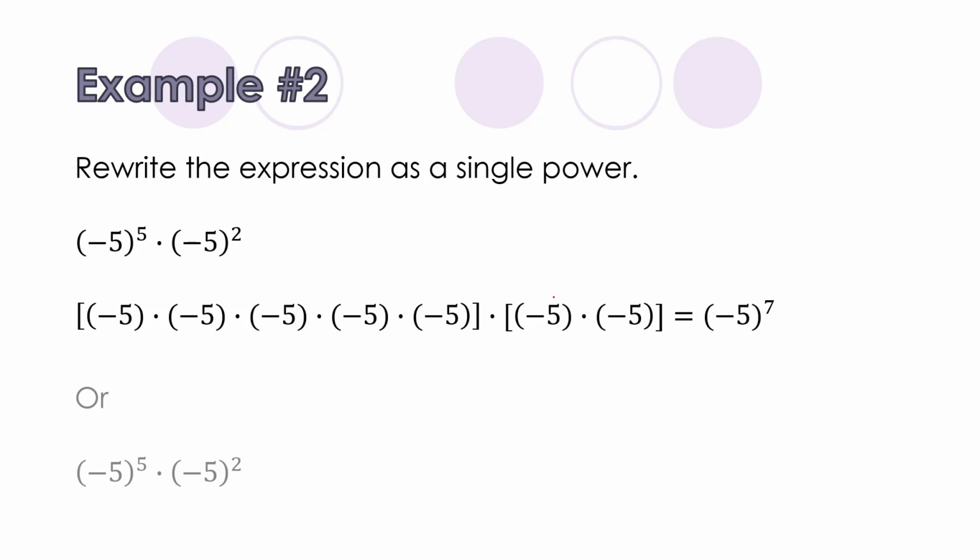Using the product of powers rule, we could say (negative 5) to the fifth power times (negative 5) to the second power. And then we would write negative 5, and then the exponent would be 5 plus 2, which gives us (negative 5) to the seventh power.